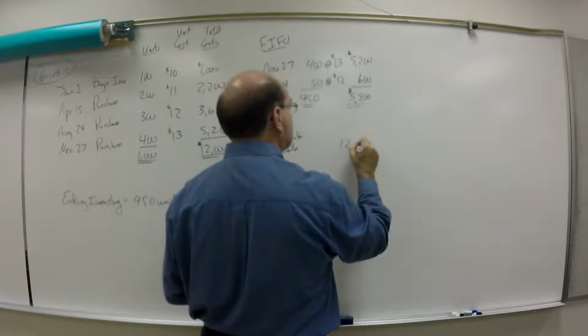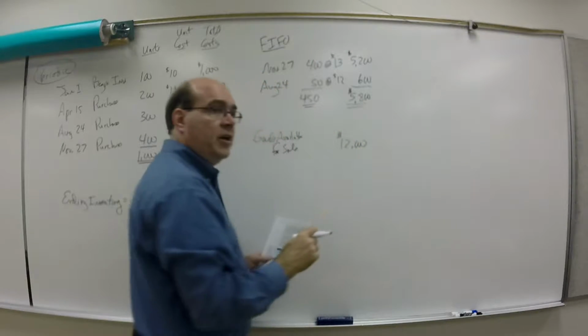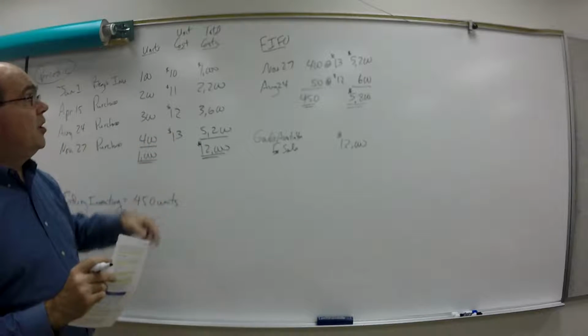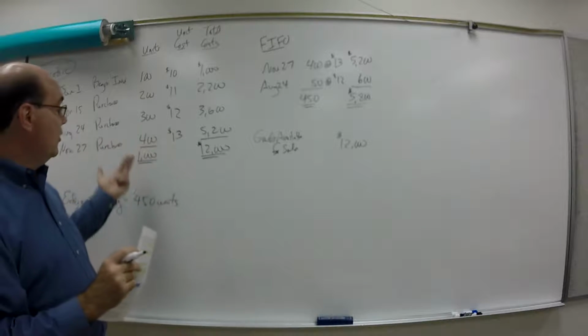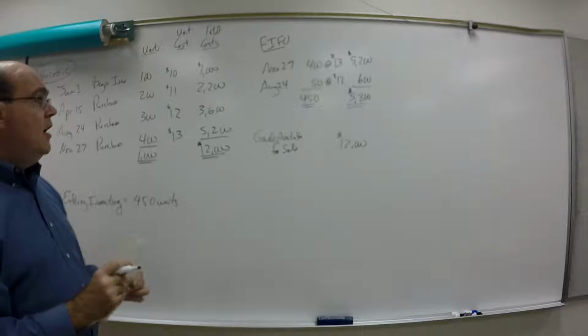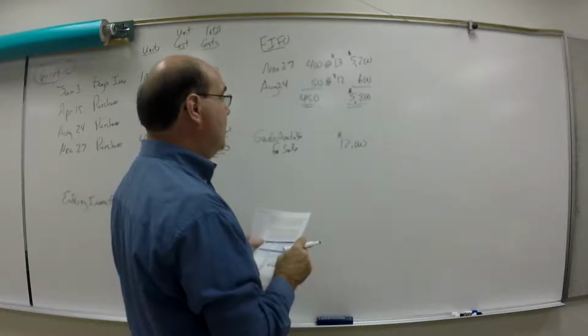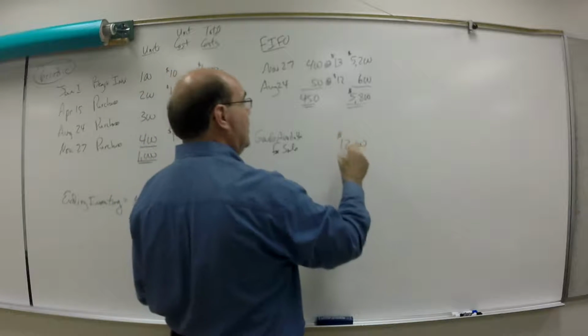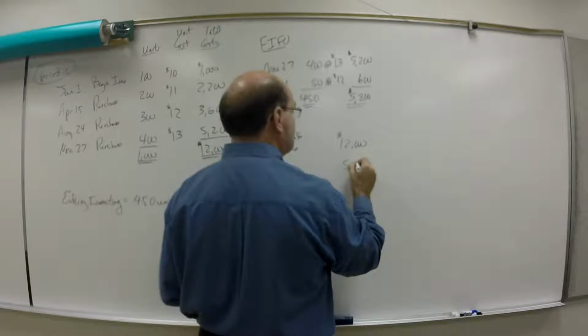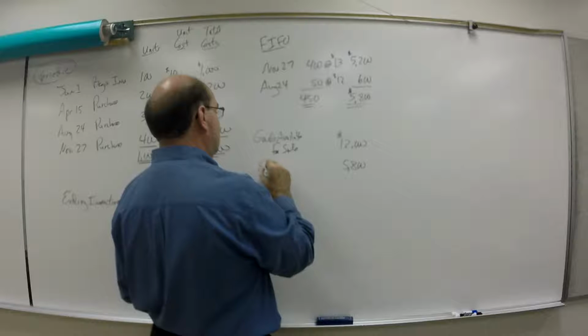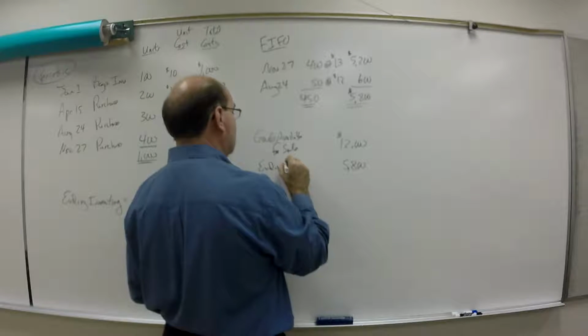$12,000. Everybody see where I got that? I just figured out how much the dollar value was of all those 1,000 units I had. And I didn't have that many at the end. How many did I have? 5,800. I had 5,800. That's my ending inventory and the value.